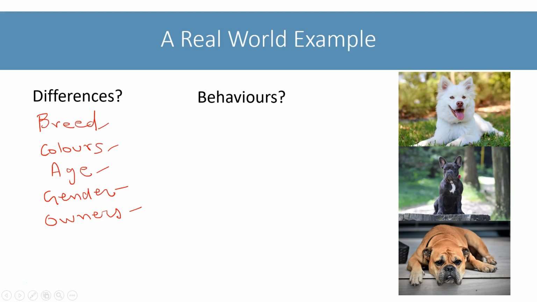If I say these differences are also some of the common characteristics shared by the dogs, wouldn't you agree with me? If I have to describe a dog, I will use these characteristics like breed, color, age, gender, owner. So these characteristics can form the data members for dog classes.